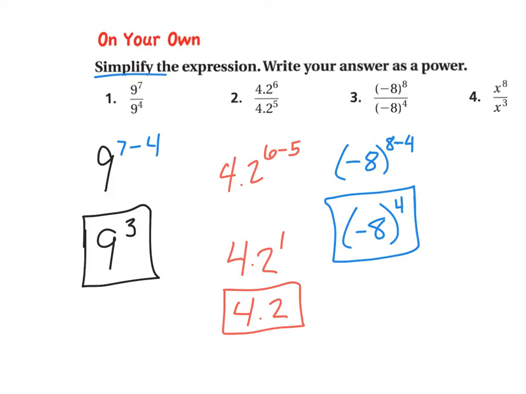And the last one, same bases, we have x, and then 8 minus 3, because it's 8 over 3. So you get x to the power of 5. Pretty easy, right? All right, let's do the next example.